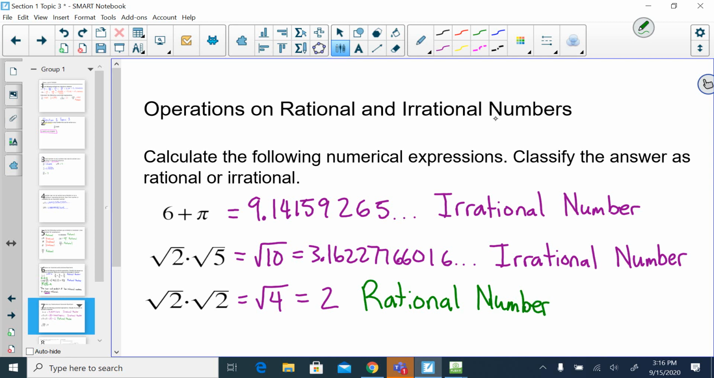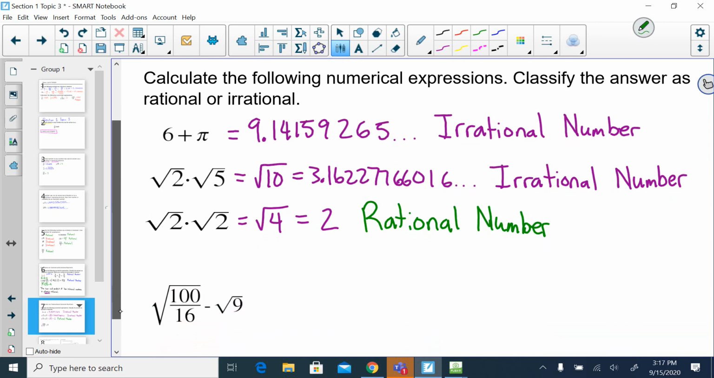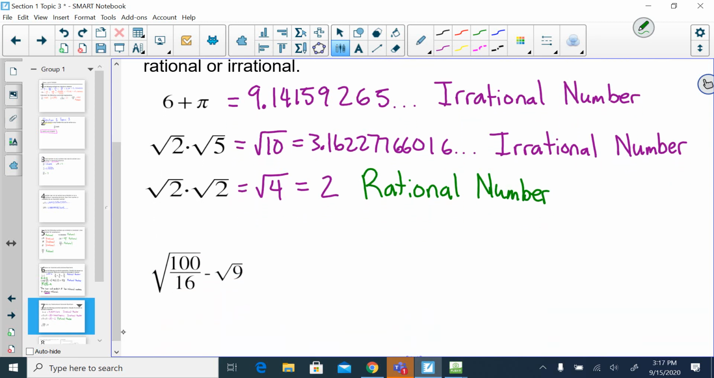So let's pay attention to what we just did. Okay? Let's talk about what we just did. So, let's look at this one. Square root of 100 over square root of 16.